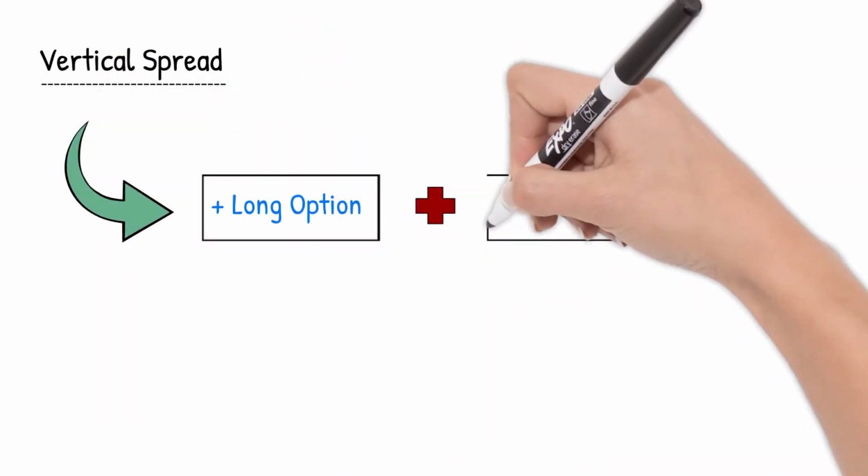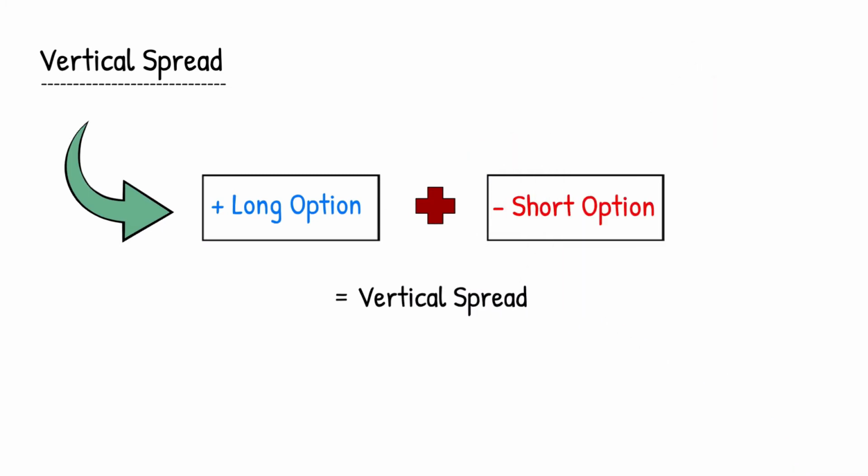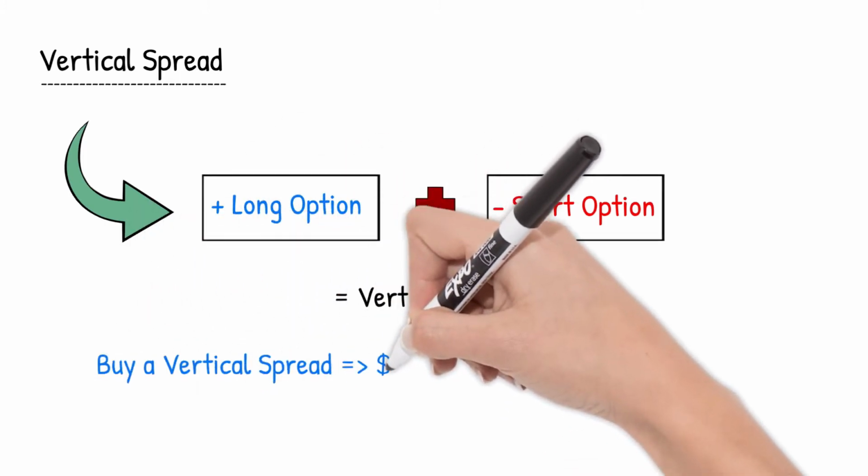A vertical spread is a combination of a long and short option of the same type with different strikes but with the same expiration date. We are trading two options at once, but we can combine these in a single trade called a vertical spread. We can buy or sell this spread as an opening trade.